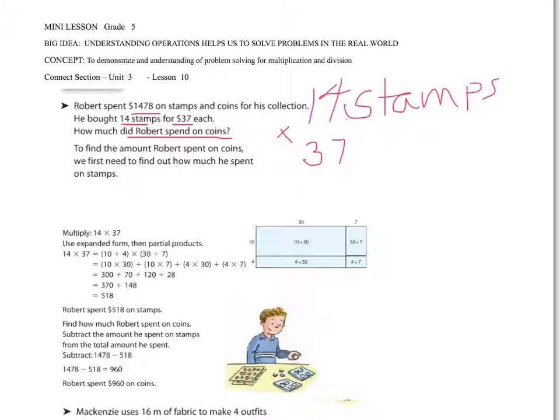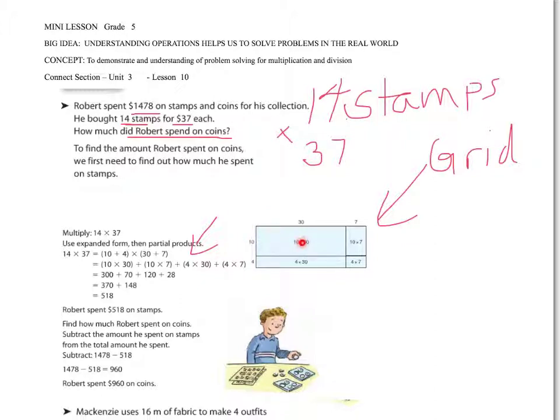I could use a whole variety of strategies. They've showed you partial product here, which is fairly similar to the grid method that we've talked about a lot. Here they have it written out in numbers. This is the grid method that we have always been using. So we've got 37 to split into 30 and 7, and 14 split into the 10 and the 4.